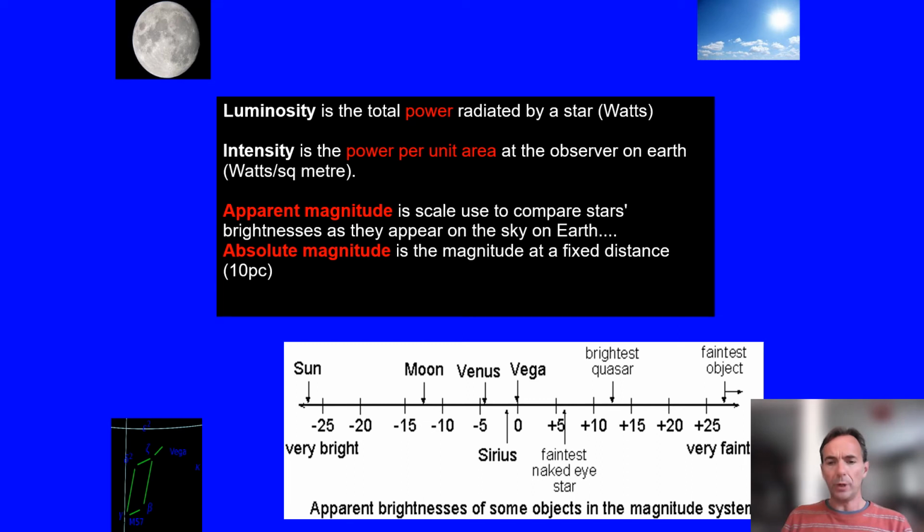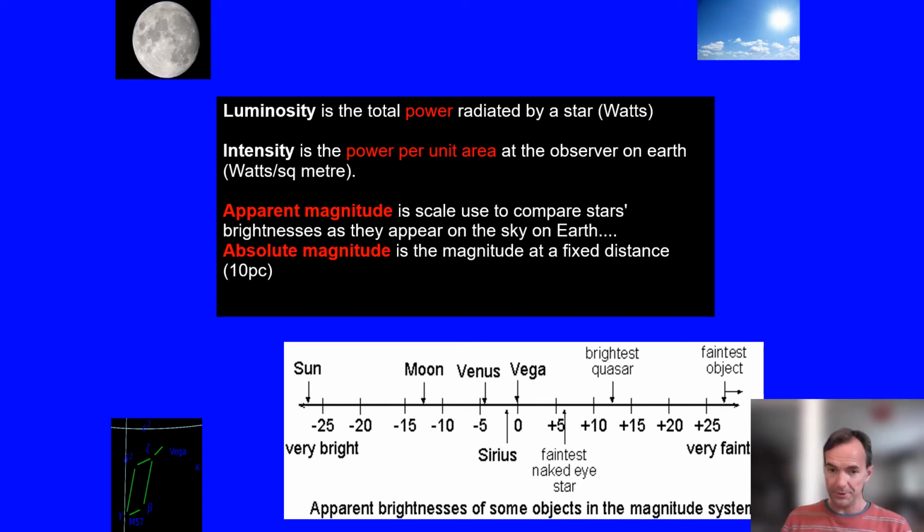And then we're going to talk about apparent magnitude. Now, apparent magnitude is the scale which is used for brightness as they appear in the sky. So if you look up with your naked eye, some will be brighter, some will be dimmer. There is a number associated with the bright stars and a number associated with the dimmer stars. The absolute magnitude is how bright they actually are.